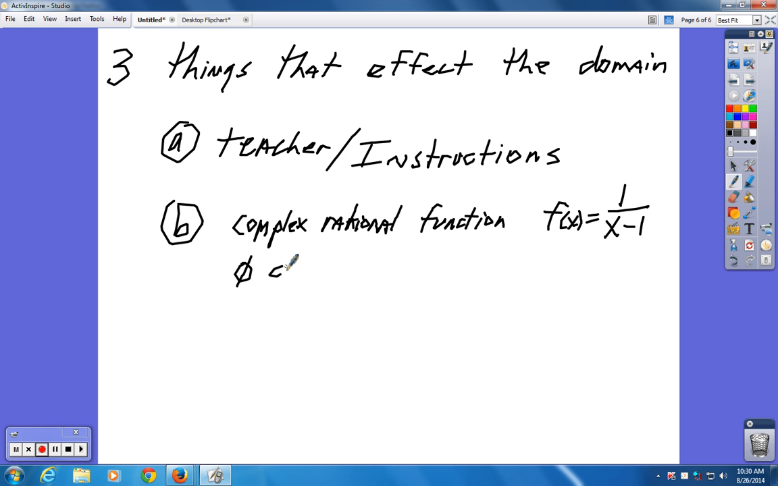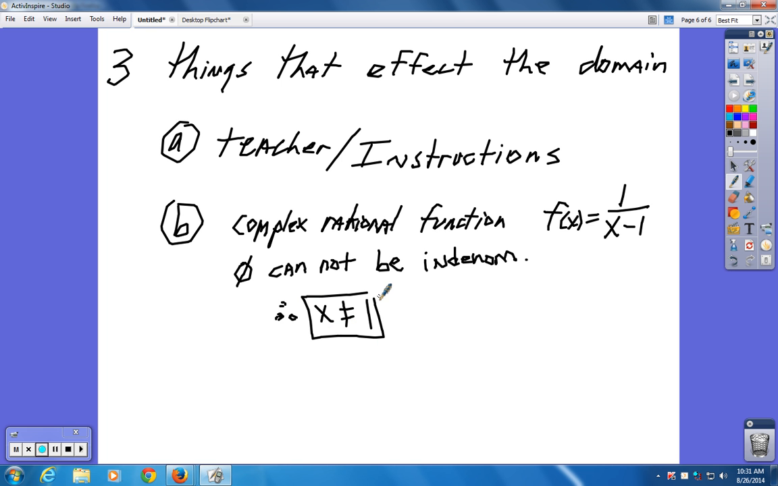0 cannot be in the denominator. Therefore, x cannot equal 1. You can use any number in the world, but you cannot use 1. And therefore your domain is not all real numbers now. Your domain is all real numbers except x cannot equal 1.